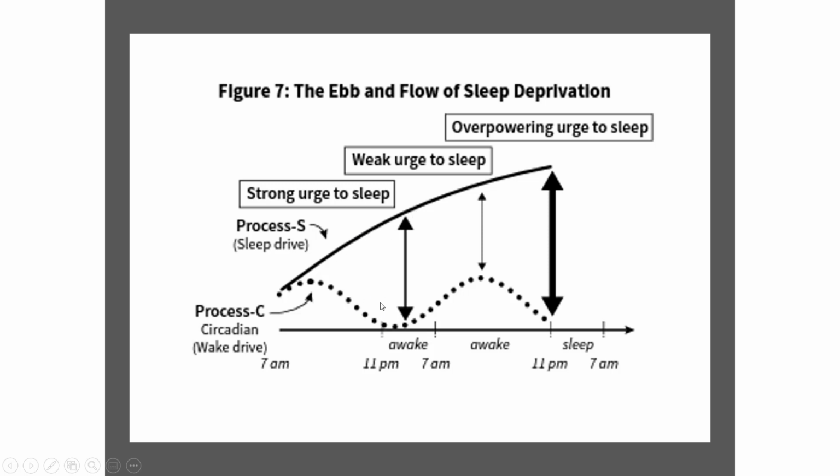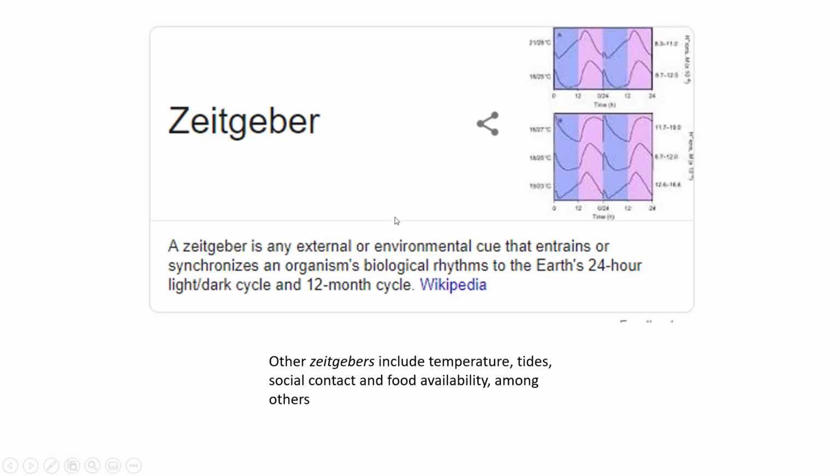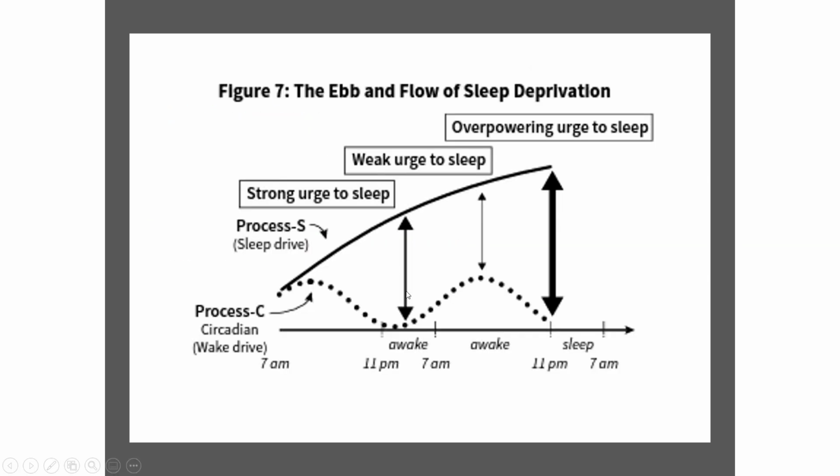And so you end up with this big discrepancy between the sleep drive and your circadian rhythm. So at this point here at 12 a.m., 1 a.m., you are tired and your body's saying, let me sleep, or 12 to 16 hours after you've woken up.